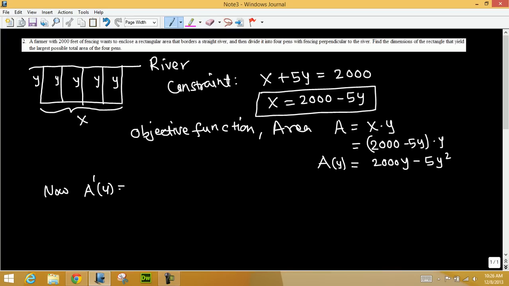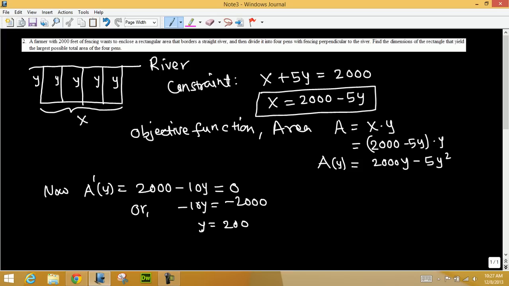You could just write A prime equals 2,000 minus 10y, and we set this equal to 0 to find critical numbers. 2,000 minus 10y equals 0, move 2,000 over, so negative 10y equals negative 2,000, divided by negative 10, so y equals 200. So the width y should be 200, and when we plug in this y here, we get the value of x. Now the question is, why does this length maximize the area?